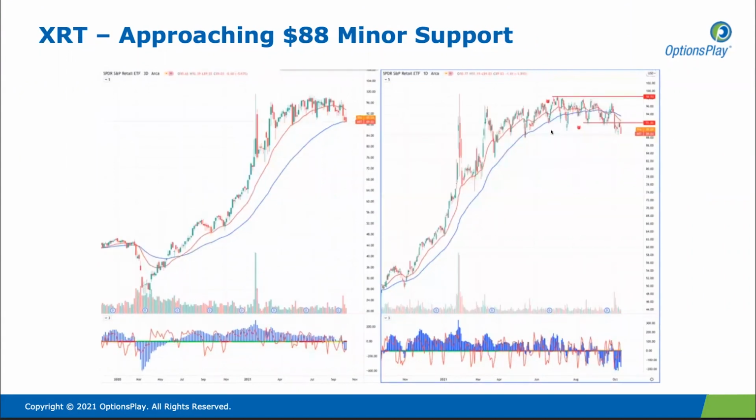And another one is retail. As you can see, retail has been extremely strong. Part of this gap higher here and the strength here has been on GameStop, because XRT is more of an equal weight index. And what you see here is that it's starting to approach these major support levels here again. And this is, again, one of the cases where moving averages have crossed over on the short-term chart. As you can see, momentum is clearly negative on both the short and long-term chart here.